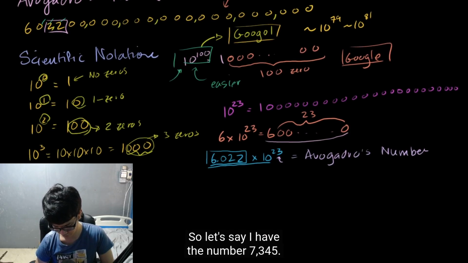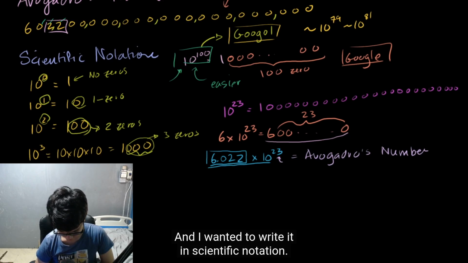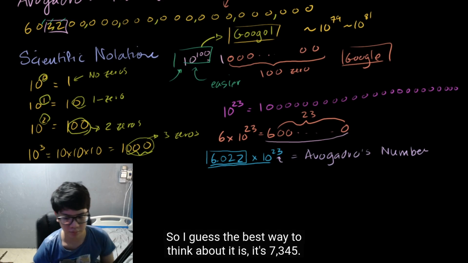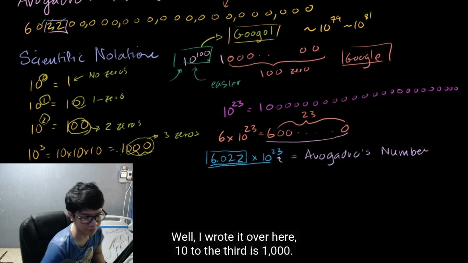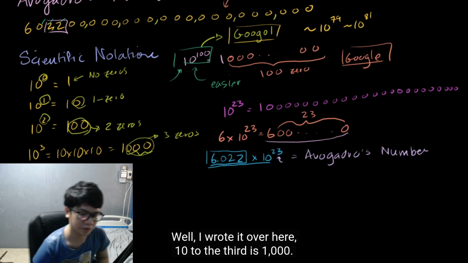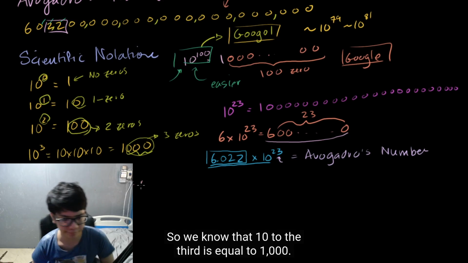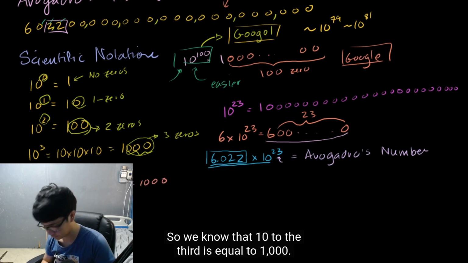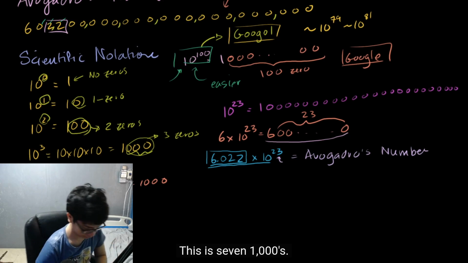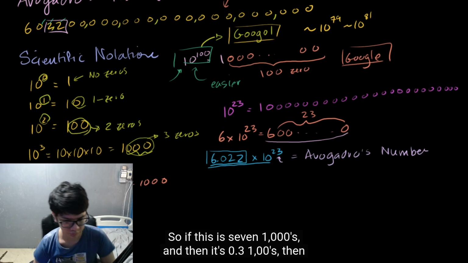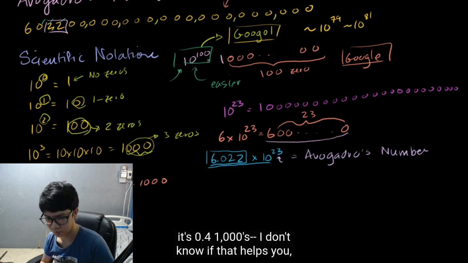Let's say I have the number 7,345, and I want to write it in scientific notation. So I guess the best way to think about it is 7,000 times 10 raised to the... So how can I represent kind of 1,000? 10 to the third is equal to 1,000. So that's essentially the largest power of 10 that I can fit into this. This is 7,000. So if this is 7,000, but then it's 0.3 thousand, then it's 0.04 thousand. I don't know if that helps you.